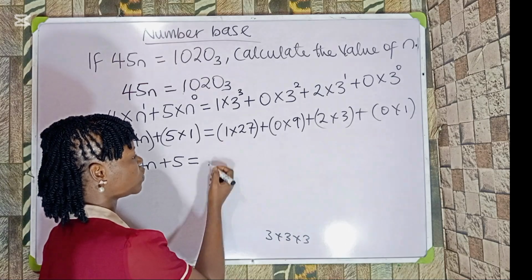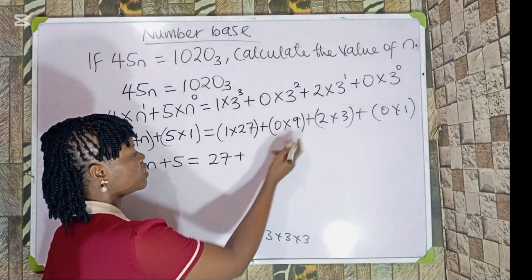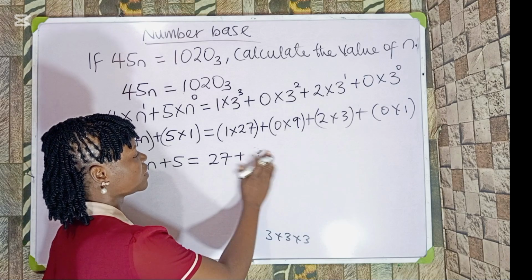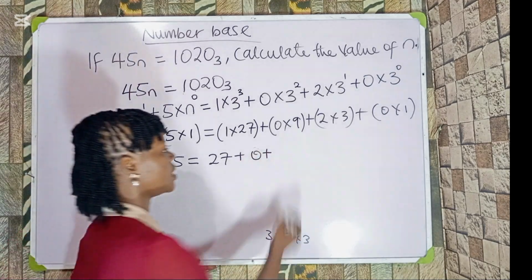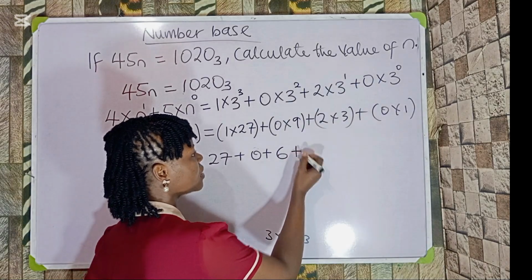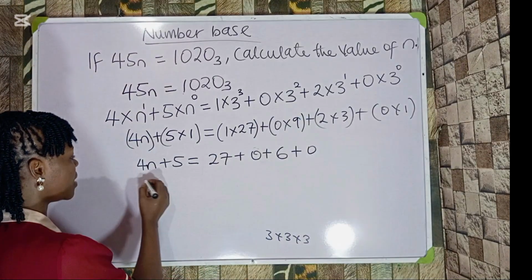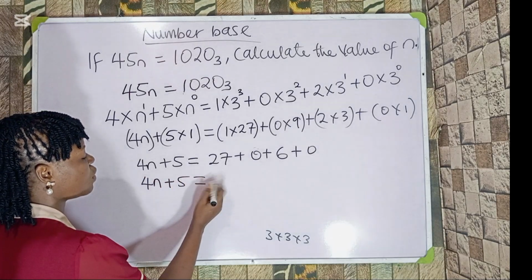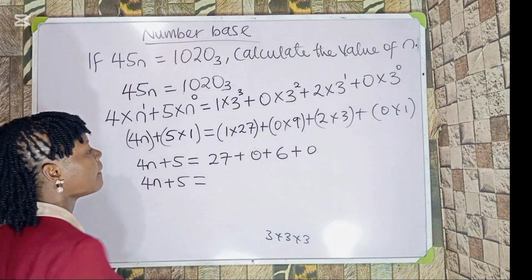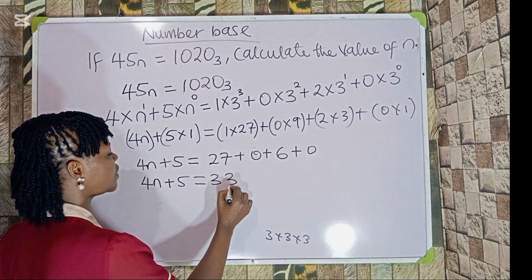I have 1 times 27, which is 27, plus 0 times 9, which is 0, plus 2 times 3, which is 6, plus 0 times 1, which is 0. So let's go again. We say 4n plus 5 is equal to 27 plus 6, which is going to give me 33. So this is 33, right?